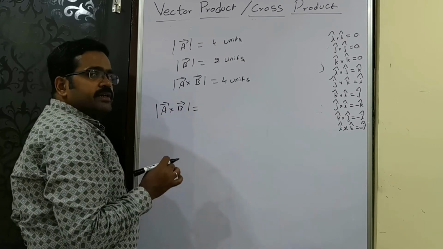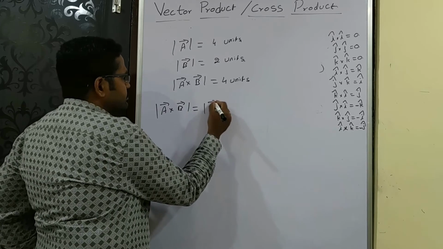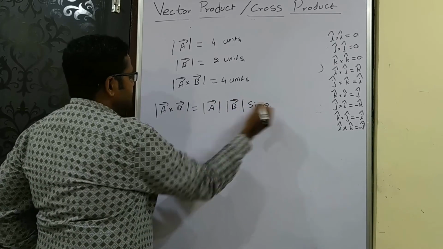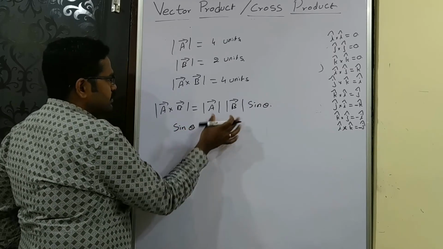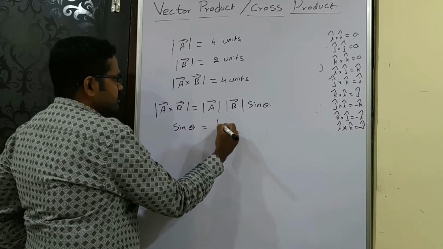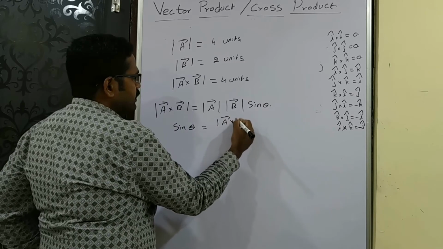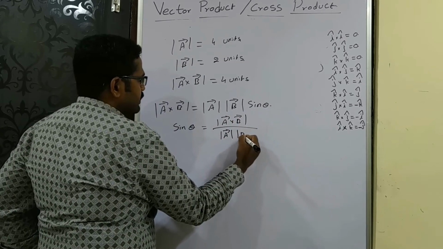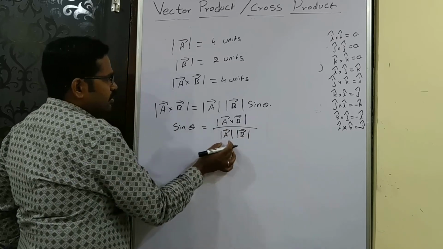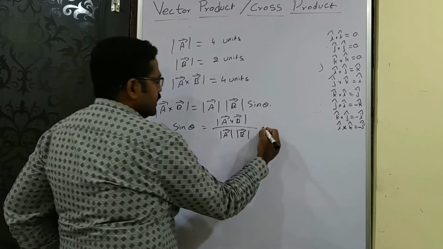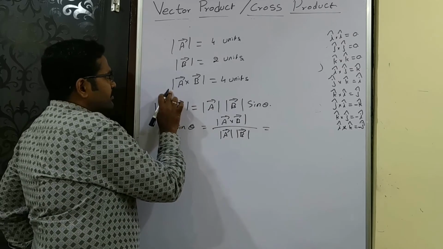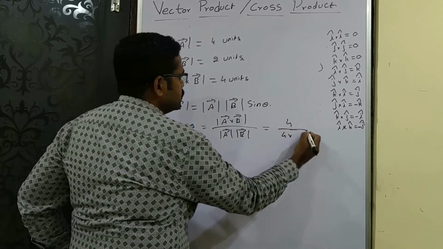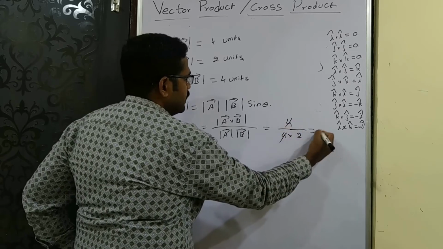Magnitude does not have any direction. This is mod of A, mod of B, sin theta. So how much is sin theta? Sin theta, I am sending these two onto this side. That is mod of A into mod of B by mod of A, mod of B. That is equal to how much is mod of A into B? That is 4 units. Mod of A is 4 units into mod of B is 2 units. 4 and 4 gone. This is 1 by 2.